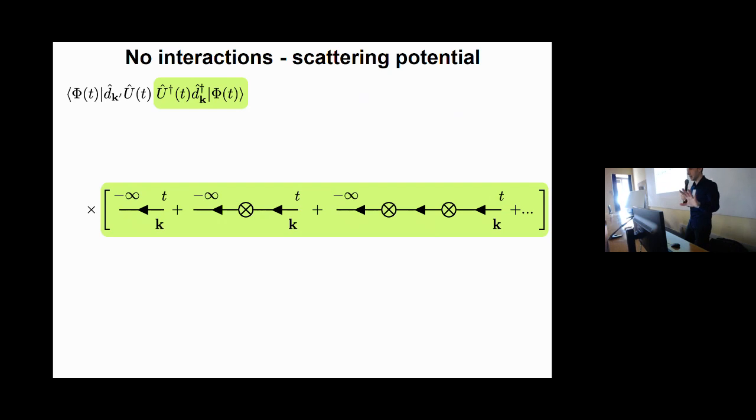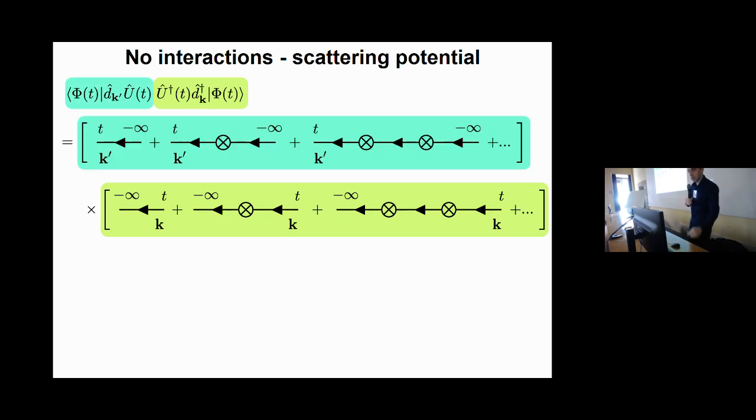So this is the ket, if you want, and then you have to take the scalar product with a bra, but the bra is exactly the same thing. You simply have to change k with k prime. So this is what you have. You have to take the scalar product between these two quantities. And that's something you can do.